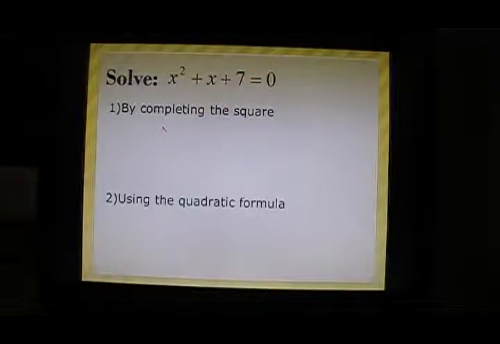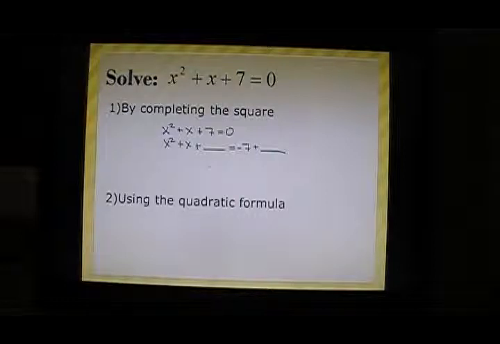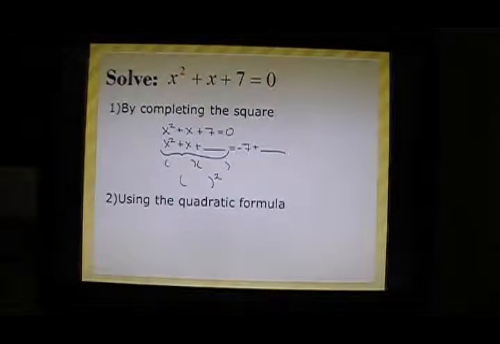Anyway, so solve by completing the square. So we have x squared plus x plus 7 equals 0. So I just want to demonstrate that you can do either. So to solve by completing the square, we would subtract the 7. So we'd have x squared plus x plus blank equals our negative 7 plus blank. So the idea is to add some value again so that this is a perfect square. Because if it's a perfect square, it'll factor into two binomials that are the same, and we can write it as that binomial squared. Remember, that is the big idea behind completing the square.